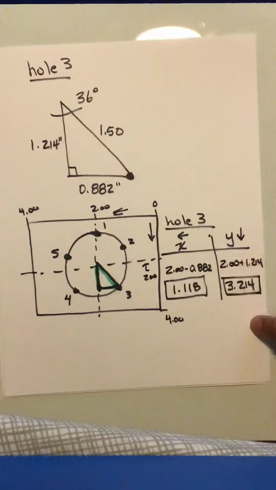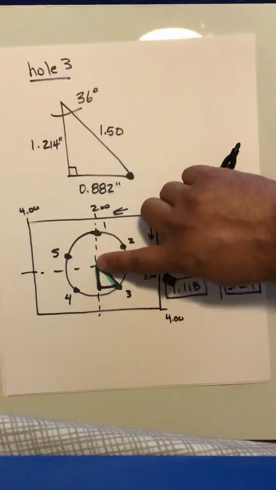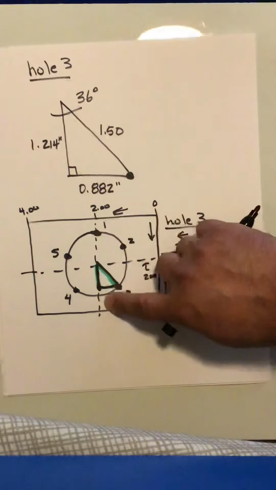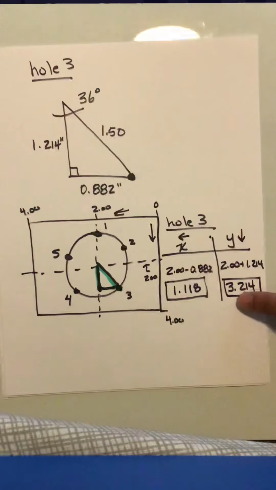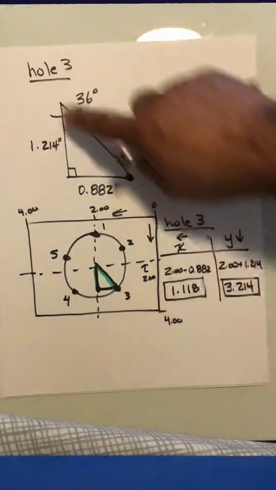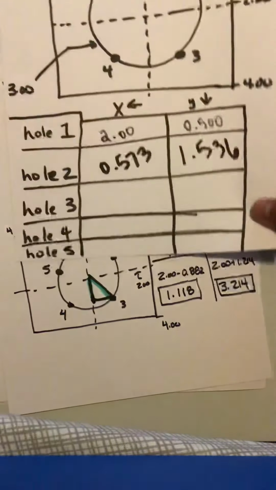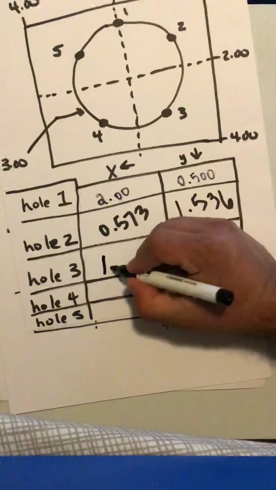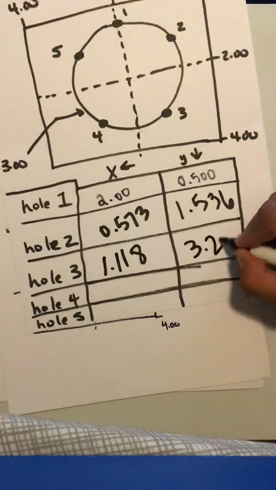Now to find the y motion of going down, I'm going to go 2 plus this. So 2 plus this gives me 3.214. The reason is that I'm going down, so I go to the halfway mark, which is 2, plus this. So that gives us our measurements for hole number 3: 1.118 and 3.214.